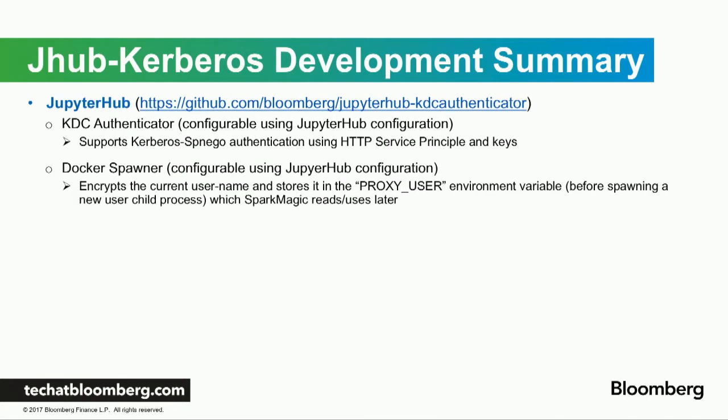The first changes are on the KDC authenticator. Inside the context of JupyterHub, we introduced a KDC authenticator that supports Kerberos SPNEGO authentication to support the HTTP service principal and keys. Then the second part is the Docker spawner. There is an open source project for the Docker spawner for JupyterHub. We took that Docker spawner and made some small changes. One of the changes is to encrypt the user ID so that the proxy user cannot be modified, and to put it in the environment variable before it spawns the new container.